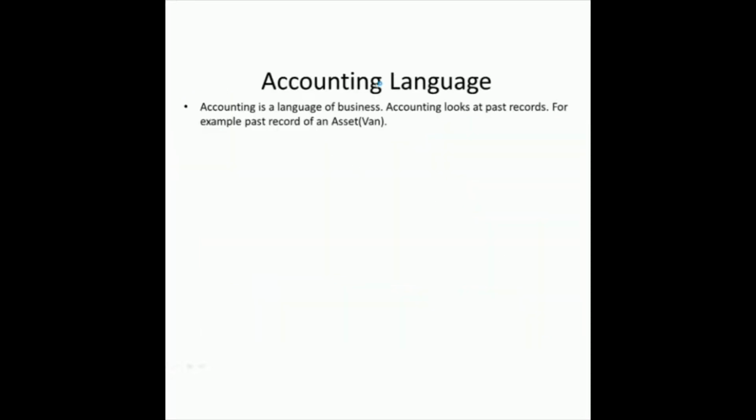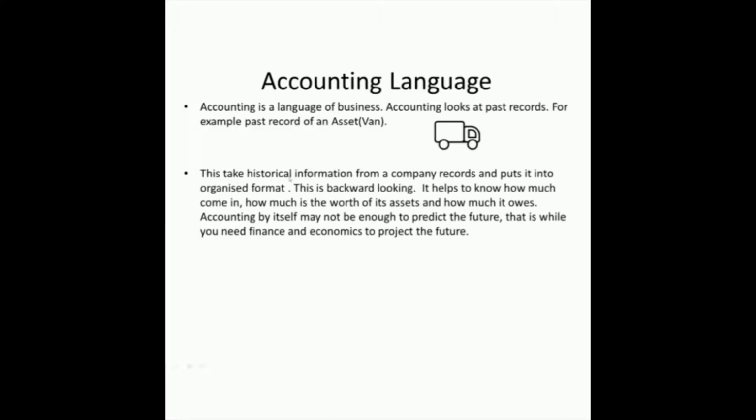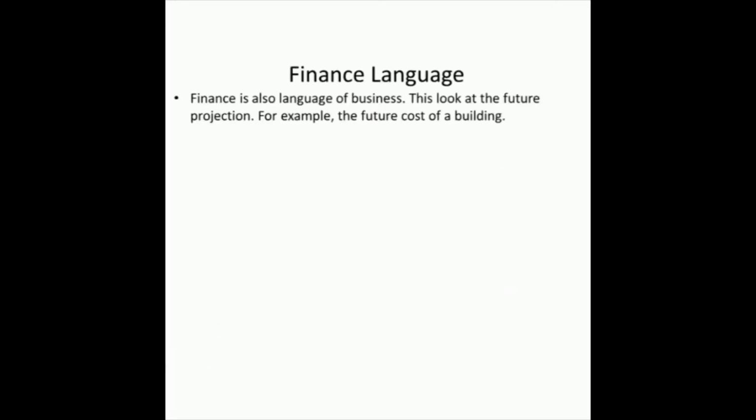Accounting language is a language of business. I look at past records, and past records of an asset like a bank. This takes historical information from a company's records and puts it into organized formats. This is backward looking. It helps to know how much comes in, how much is the worth of the assets, how much is owed. Accounting itself is not enough to predict the future, and that is why you need finance and economics to predict the future. The sales of last year compared with the sales of this year. This is an example of accounting language.